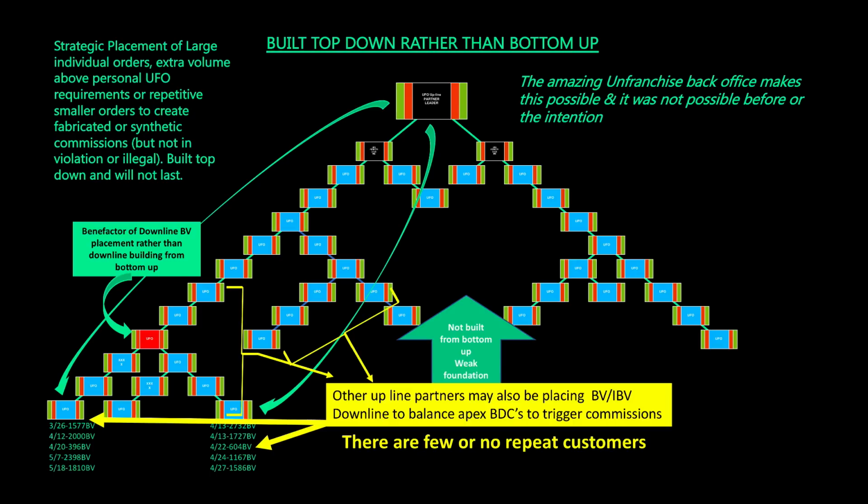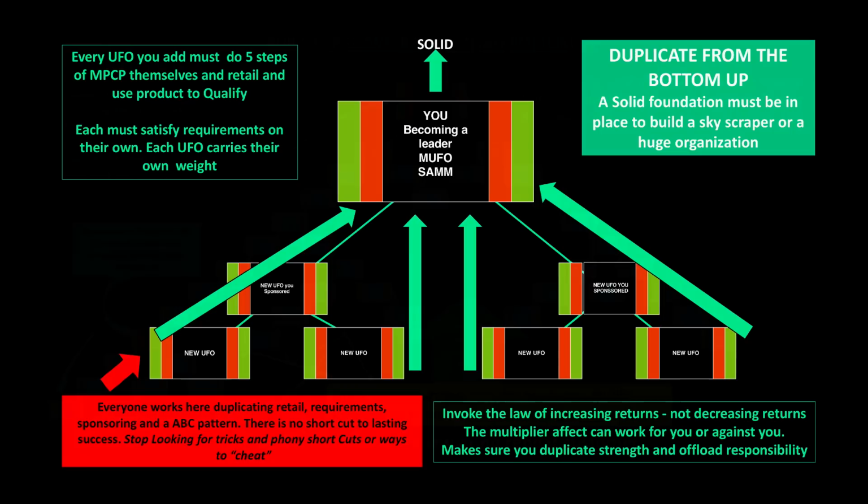So other upline partners may also be placing BV or IBV downline to balance Apex BDCs to trigger commissions. So when that happens, it's just not you placing or the person above placing. It could be 5 people, 10 people, 20 people, and each situation is different where they might want to place it depending on who's going to benefit. So I hope you can understand that. But when it duplicates from the bottom up, this isn't an issue. A solid foundation must be in place to build a skyscraper or a huge organization.